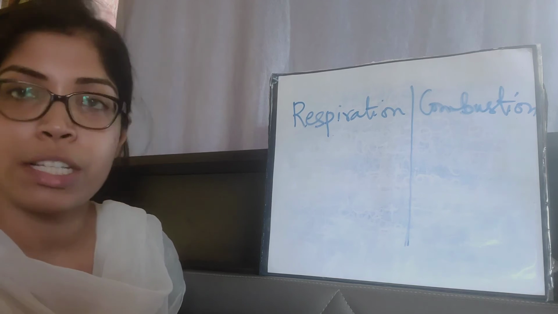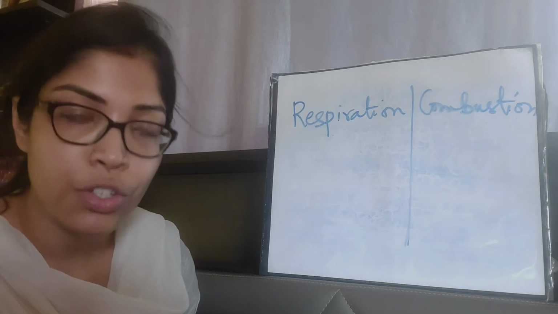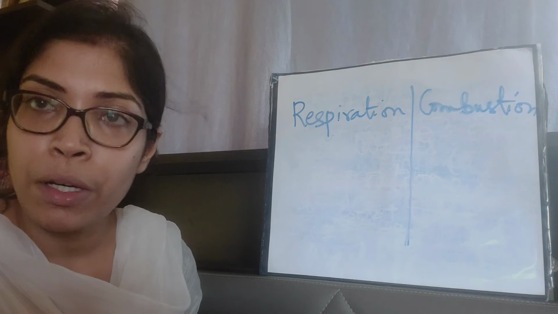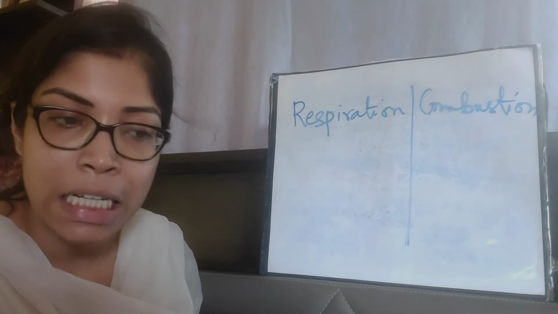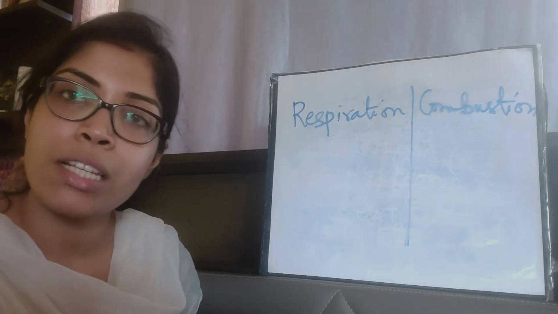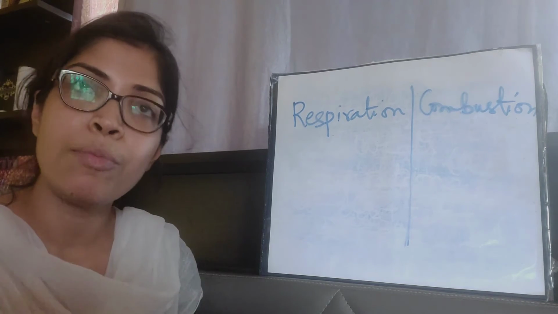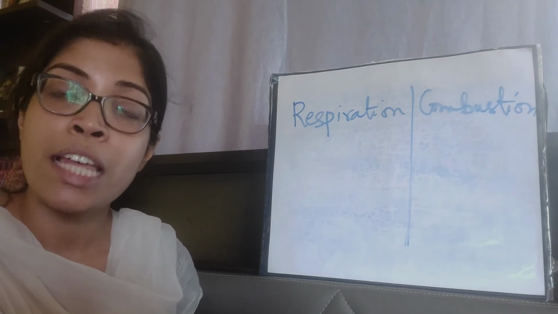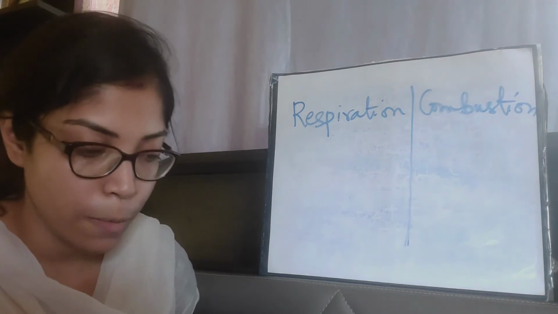First, respiration occurs in living cells. So all living cells perform the process of respiration, while combustion takes place in non-living things like paper and wood. All these things, when they are burned, the burning they undergo is known as combustion. But similarly, in our body, the food is burning down and producing energy, and since it is taking place in a living organism, that is known as respiration.